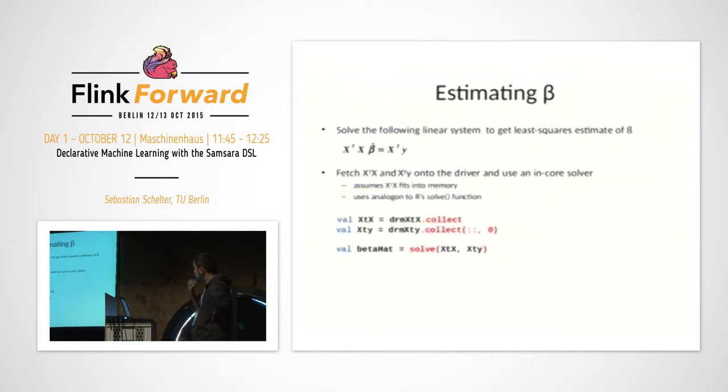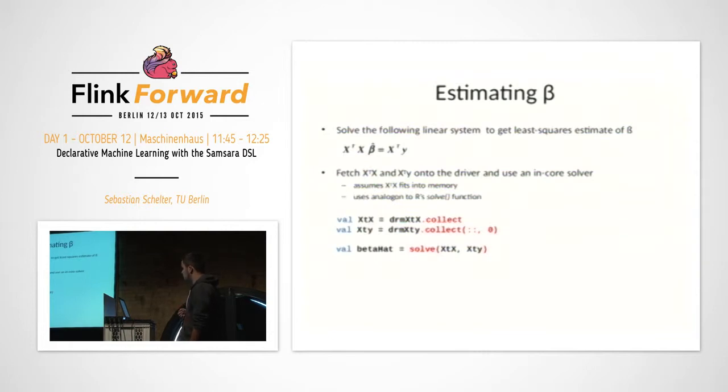Now, if we have those, we need to solve the following linear system, and then we get this estimate of beta. In this case, we'll take a very, very simple approach, because we simply take the result of x transpose x and the result of x transpose y and fetch it into the memory of the driver machine. And then we use an in-core solver on the driver machine.